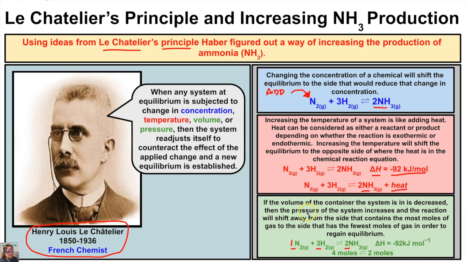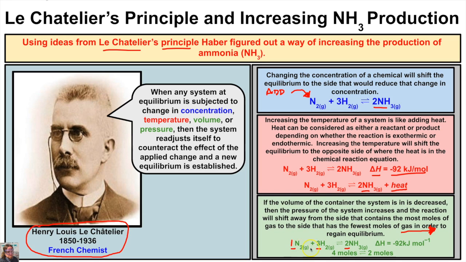And so according to Le Chatelier's principle here, if we increase the pressure of the system, if we increase the pressure of these gases, then the reaction is going to shift in the direction of the fewest moles of gases in order to achieve equilibrium. So because we have 4 moles of gas here and 2 moles of gas here, if we increase the pressure, it's going to shift to the right in order to regain equilibrium.